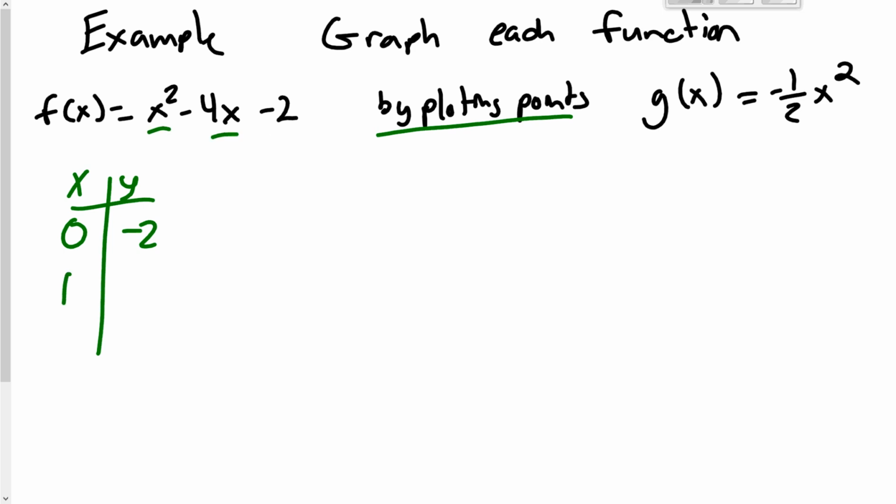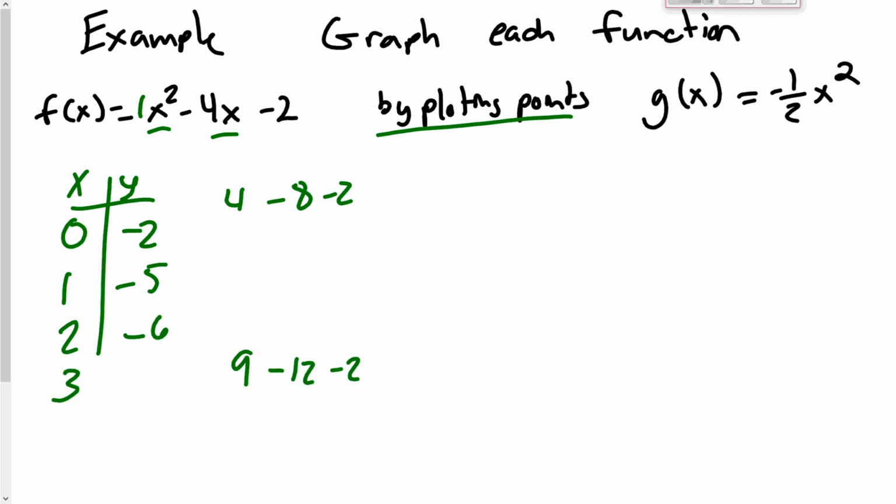Plug in 1, all I have to do is look at the coefficients. 1 minus 4 minus 2, that's negative 5. And then plugging in 2, it's more complicated, I have to square it, right? So I get 4, I get negative 8 and negative 2, so that's negative 6. Okay, and then I can plug in 3, so I get 9 minus 12 minus 2, that's another negative 5.